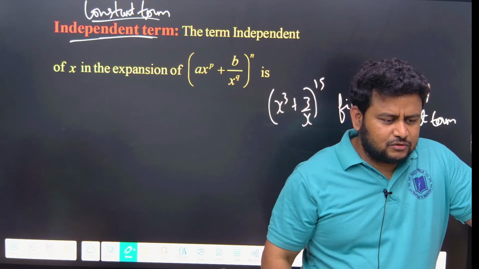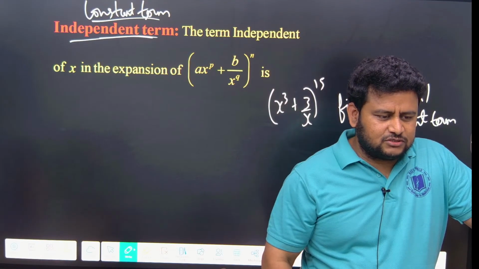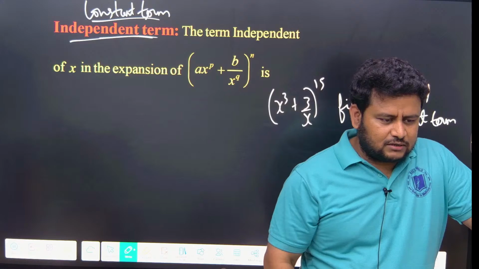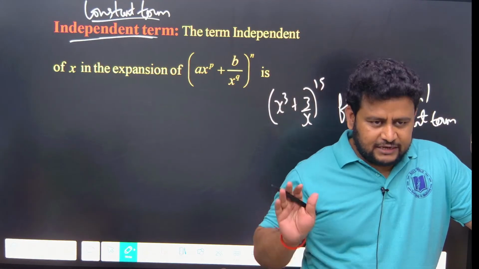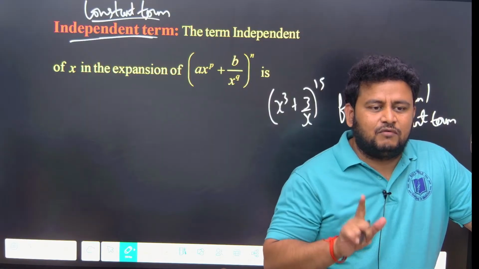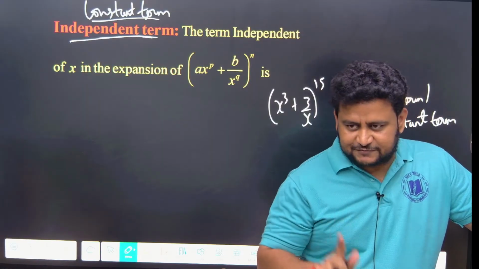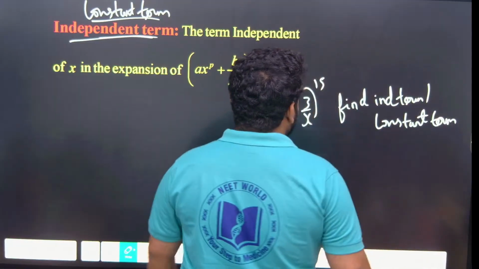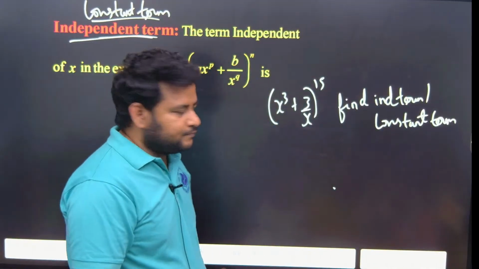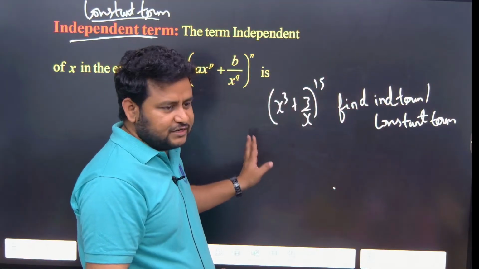Middle term is equal to... you will take the middle term equal to 0 and find the independent term. Instead of that, what you can do? I always told you, in any question always find the general term. Here the expression is x cube plus 3 by x, to the power of 15.